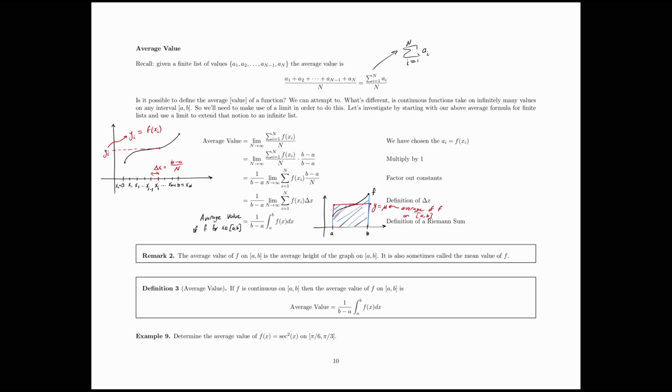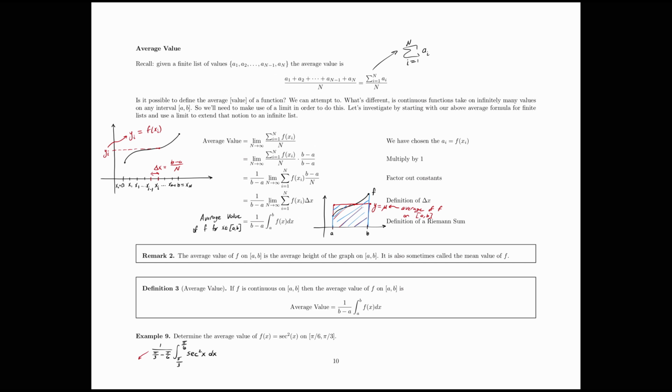Okay. So, for example 9, let's actually determine one of these. Determine the average value of this function, secant squared, on the interval pi over 6 to pi over 3. So from 30 to 60 degrees. So, first of all, I would set this up. So 1 over pi over 3 minus pi over 6. The integral from pi over 6 to pi over 3. And then here our function is secant squared x dx.